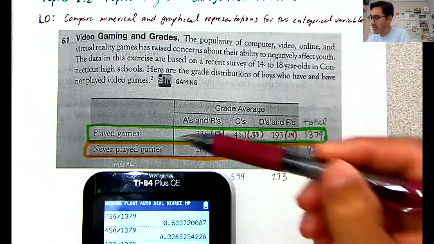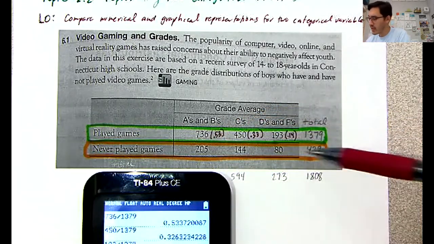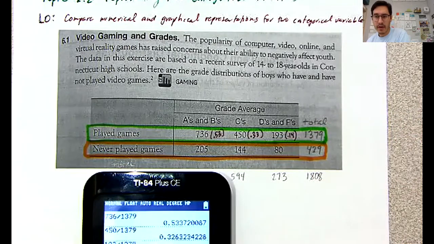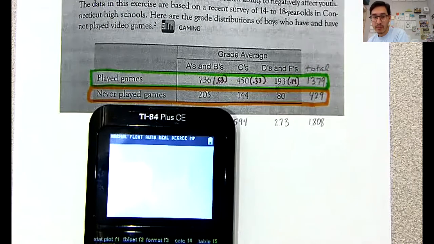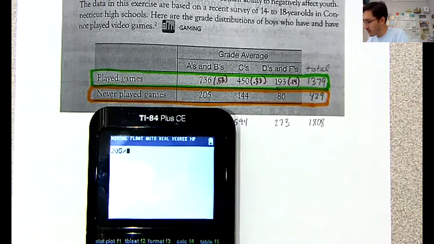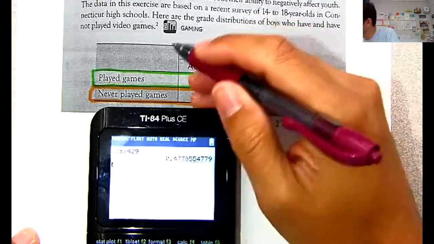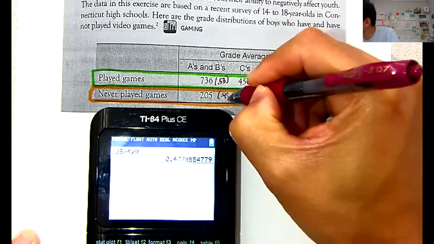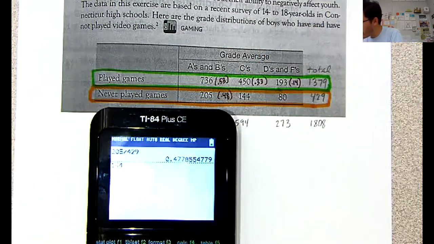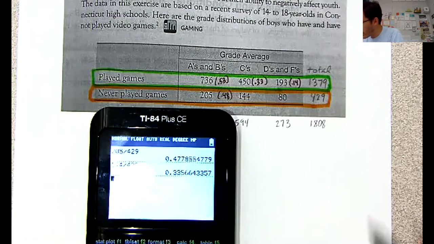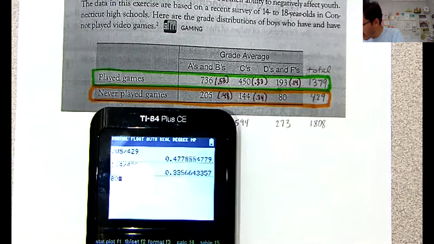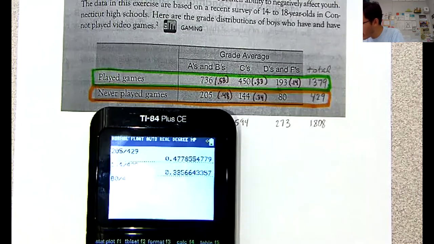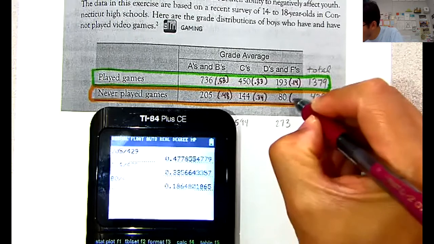Let's look at the other subgroup of boys and convert their counts into percentages. So let's move this up a little bit. 205 divided by 429, that's the subgroup total. It's about 48%. 144 divided by 429 is about 34%. And then 80 divided by 429 is, let's just call that 19%.